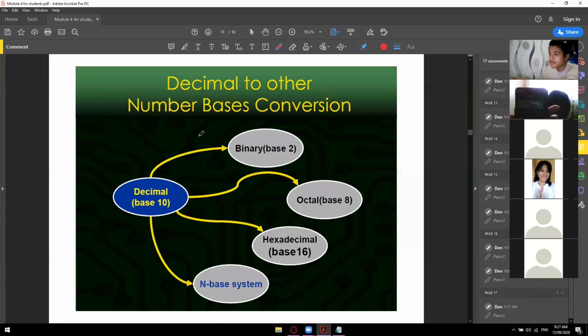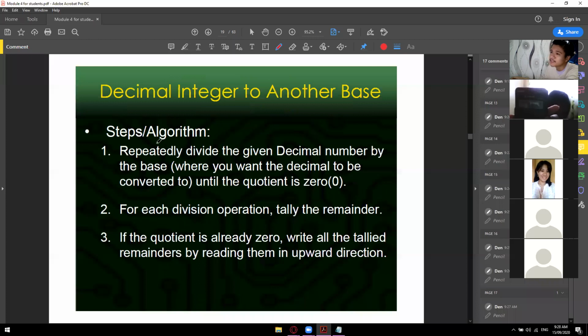Alright, so next step is ito na yun. So we'll try to convert decimal to any base. So here's the step. Repeatedly divide the given decimal number by the base where you want the decimal to be converted to until the quotient is 0. And then second step is for each division operation, tally the remainder. And then third is if the quotient is already 0, write all the tallied remainders by reading them in upward direction. So para mas maintindihan natin to, let's have an example.